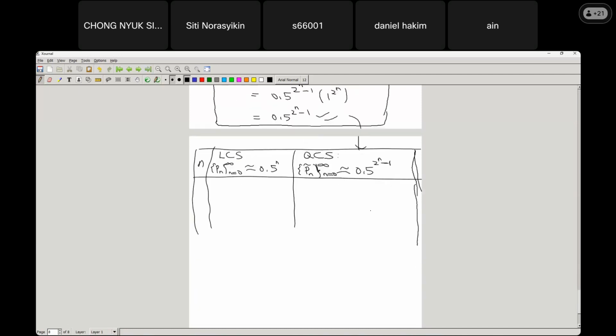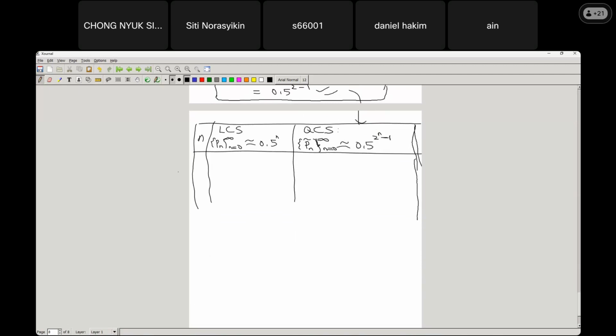So now you begin. If your n is equal to 1, you may ask me, can I start from 0? No, because P0 is already given, that's the initial guess. So we start from P1. P1, what is the answer? We have 0.5 power of 1, you get 0.5. Now for this one you have 0.5 power of 2 power of 1, so you get 2, 2 minus 1, that is 1. So you have 0.5 power 1, you get 0.5.